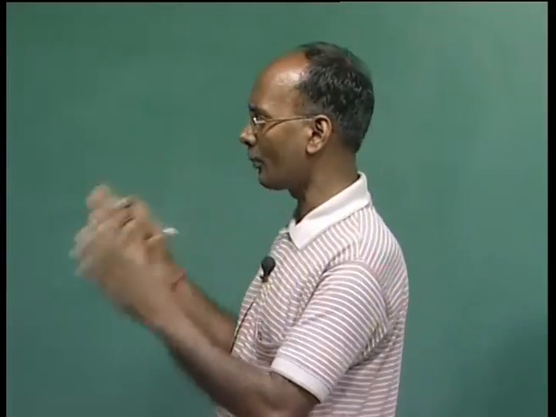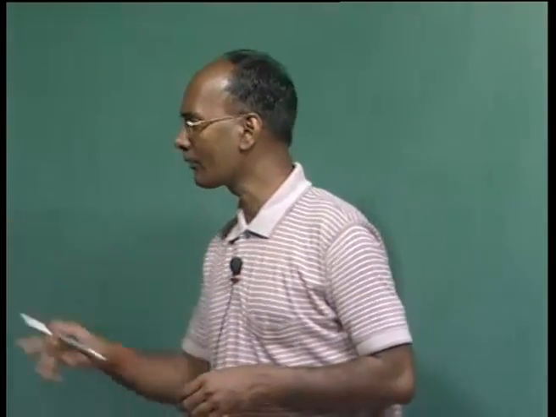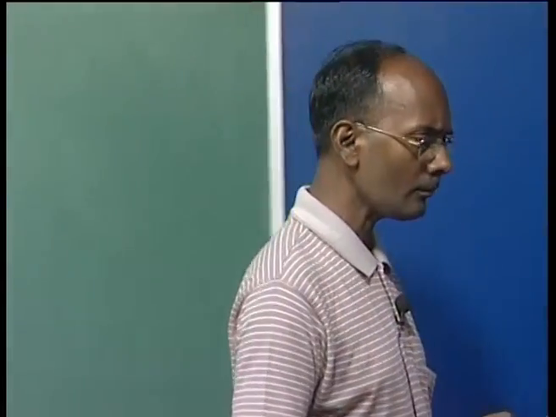It is just like a chopping. Once it starts to conduct and then comes back, it is similar to a misfire, I can say, and it happens basically in the old mercury arc valves. So this malfunction has almost the same effect as a misfire and causes a short circuit to the DC terminal. Like a misfire, which also sometimes gives a DC short circuit, here also it will give a DC short circuit. I am not going to discuss it in much detail, because in the modern converter circuits used in HVDC it is not a big deal; it is not happening at all.